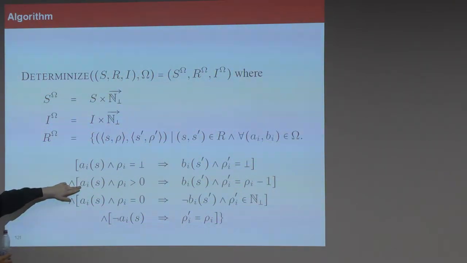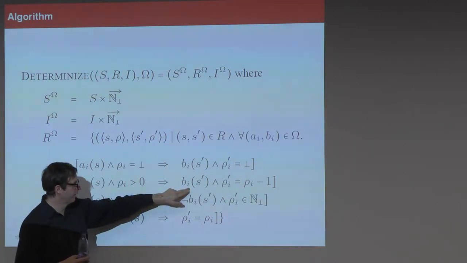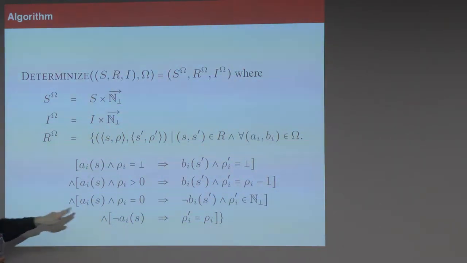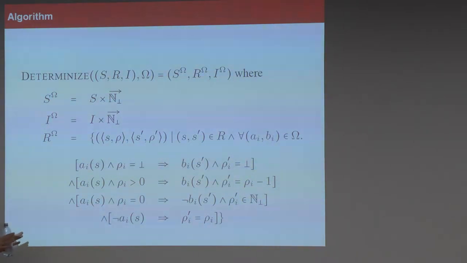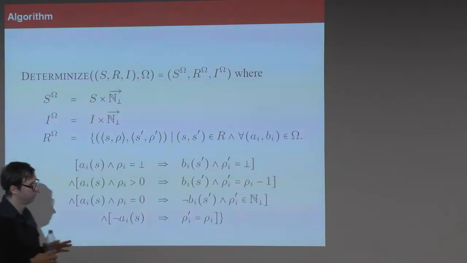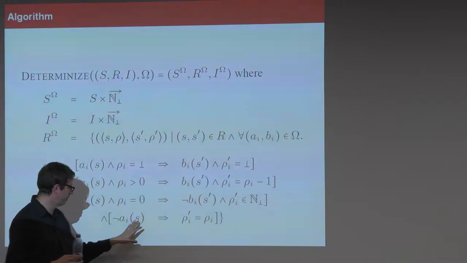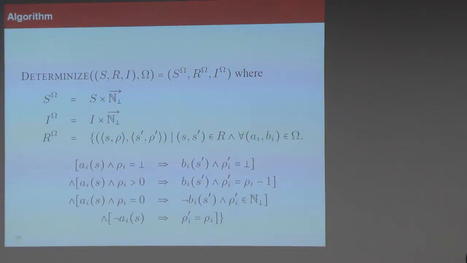If we're in an A state and rho is some positive number, then we're going to take a B transition, but we're going to decrement rho. If we're in an A state and rho is now equal to zero, now we're forced to take the not B transition, and then we reinitialize rho. And then if we're not in an A state, we don't care and everything stays the same. So this is the presupposition, right? So in that case, we're just leaving it alone. We're just waiting for A to hold.